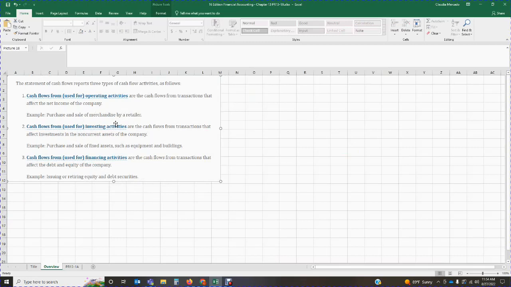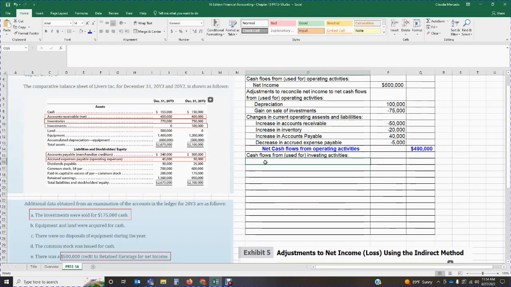Cash flows for investing activities are the cash flows from transactions that affect investments in the non-current assets of the company. This could be the purchase and sale of fixed assets such as equipment and buildings. So did we buy any assets? If we look at letter B, it says equipment and land were acquired for cash. So we bought both equipment and land using cash.